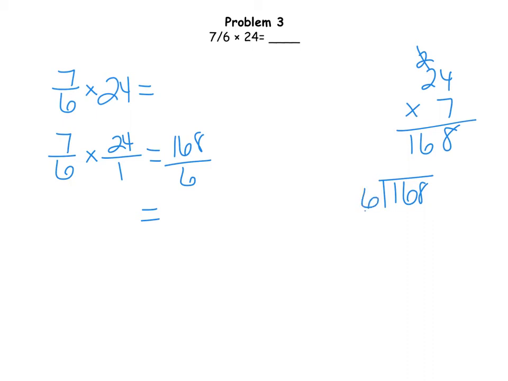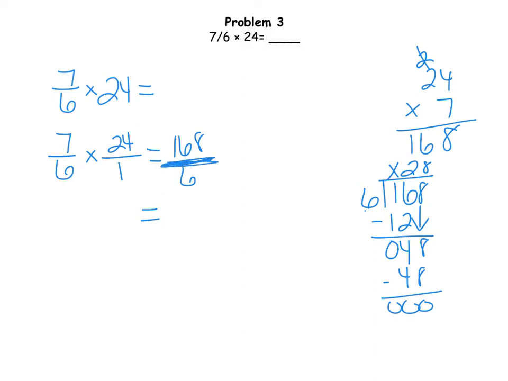1 divided by 6, or how many 6's fit into 1? Can't do it. 16 divided by 6, or how many 6's fit into 16? 2. 2 times 6 is 12. 16 minus 12 is 4. Bring down the 8. 48 divided by 6, or how many 6's fit into 48? That is 8. 8 times 6 is 48. 0, 0, 0. Love it. So 168 divided by 6 is equal to 28.